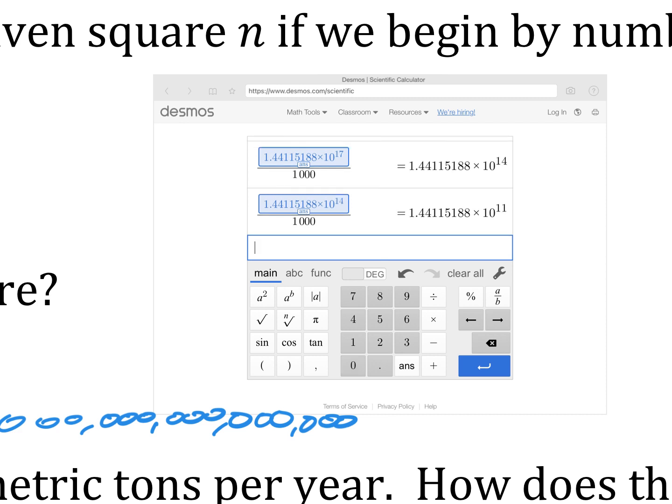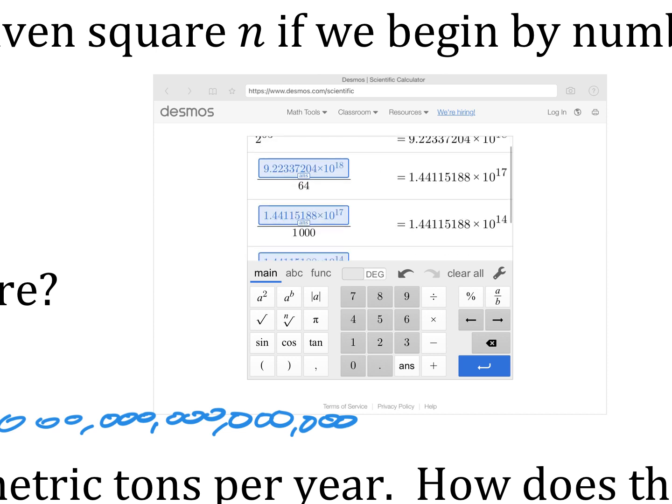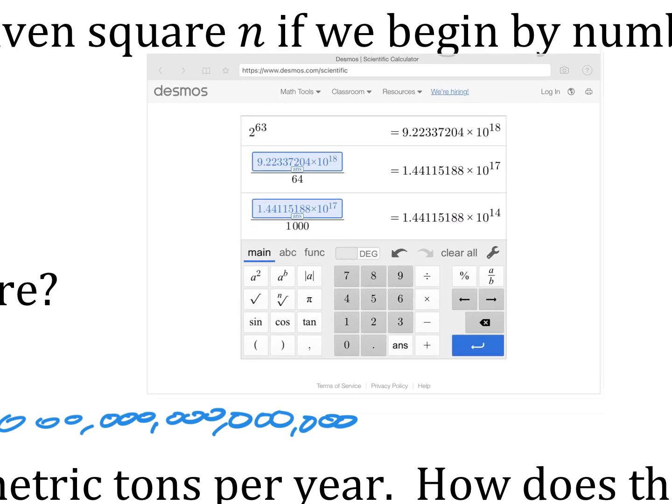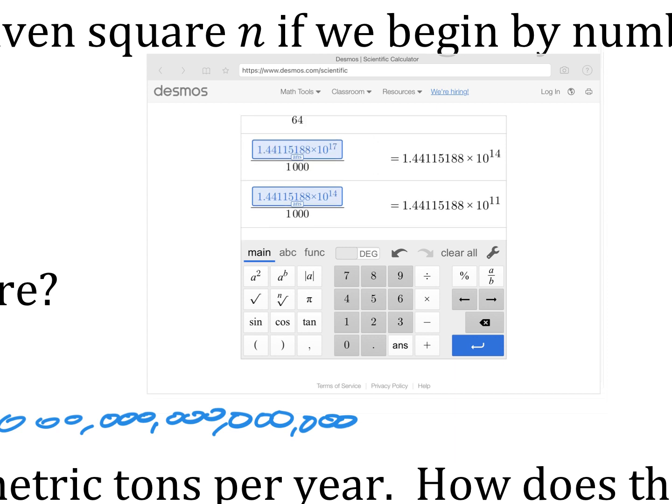Okay. So there we have that many metric tons. All right. So if the king were to fulfill his agreement, again, he'd have this many grains of rice divided by 64. This is in grams. Divided by 1,000, we have kilograms. And so then kilograms divided by 1,000, we have metric tons. A metric ton is 1,000 kilograms.